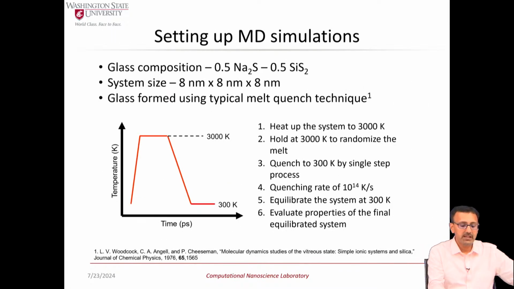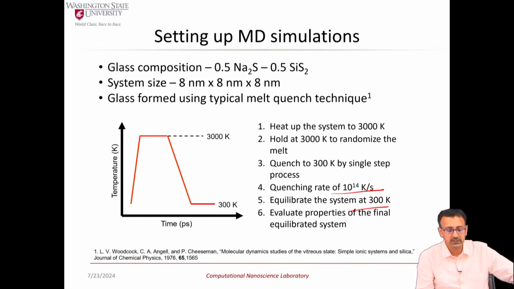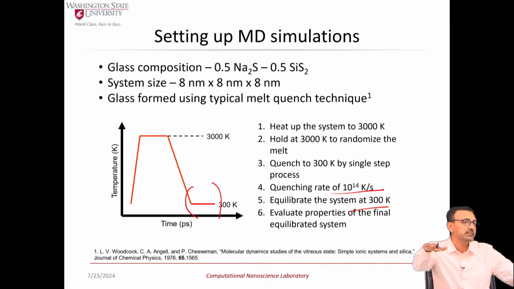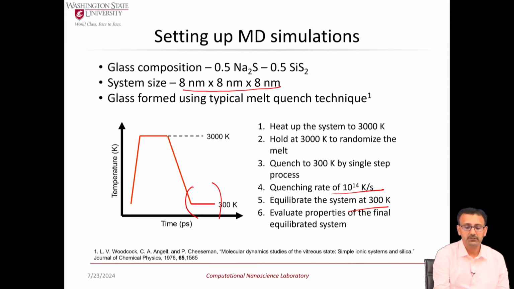So this is the melt quench method, as you can see. We heat it up to 3000 Kelvin and then quench it to 300 Kelvin and maintain it for several picoseconds to equilibrate the system at 300 Kelvin. After it has reached an energetically favorable structure, the energy is fixed or constant, then we can sample to post-process and calculate any physical property we are interested in. And you can see in this case we are able to model a much bigger system because our domain size is 8 nanometers by 8 nanometers by 8 nanometers. So we are certainly modeling tens of thousands of atoms here.